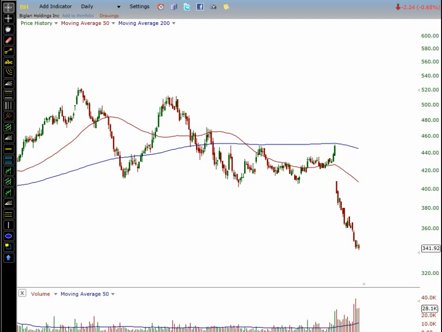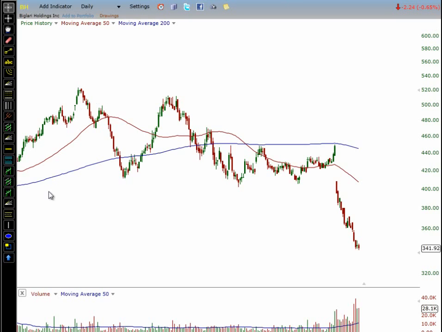Okay, I wanted to show an example of a bearish move using price patterns. This company, Bilgari Holdings, I ran across it. I like to keep track of stocks that are over $100 a share because I just think that they move better. And the stock seems to have stalled out. And there's a couple of things I kind of want to point out real quick.